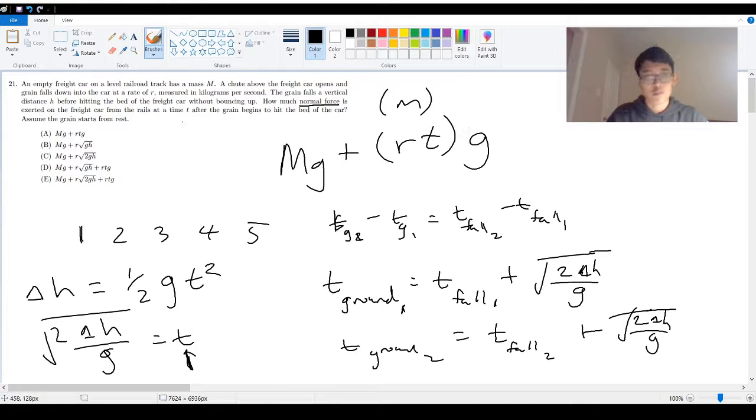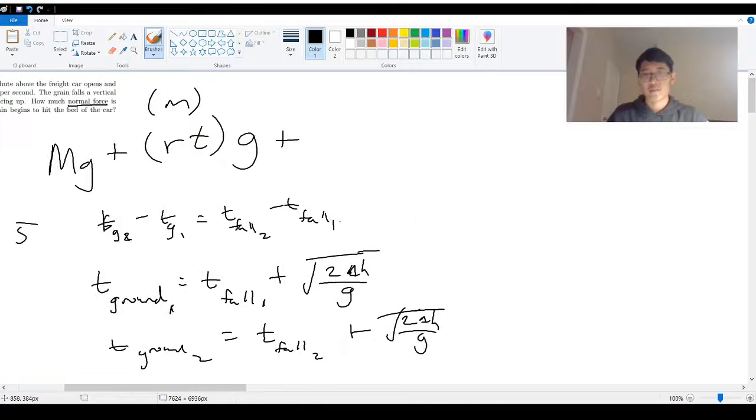However, we forgot one crucial detail, which is that the grain is falling down and has an initial velocity when it hits. The car must exert a normal force upwards in order to cancel out the momentum that the grain has, right? So we need to add another force that the ground needs to exert on the grain. How do we find that?